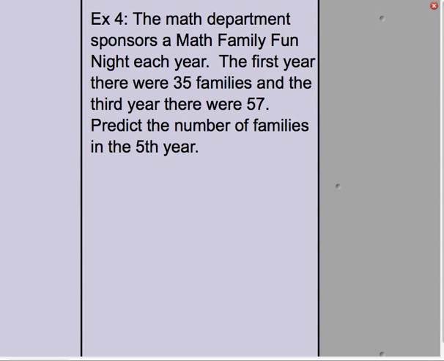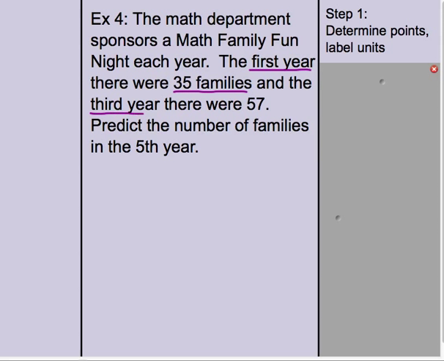One more example. This time, the math department sponsors a math family fun night each year. The first year, there were 35 families, and the third year, there were 57. Predict the number of families in the 5th year. All right, now I'm looking through this, and I'm not seeing the word per anywhere. So I don't know if I'm given a rate of change. And in fact, I'm not. I do see two ordered pairs. The first year, 35 families. Third year, 57 families.